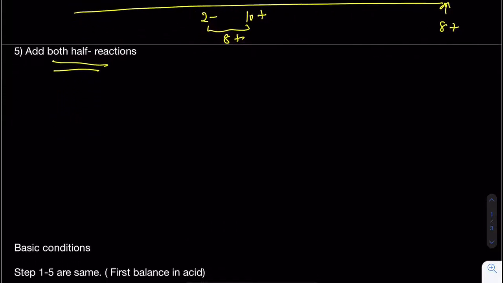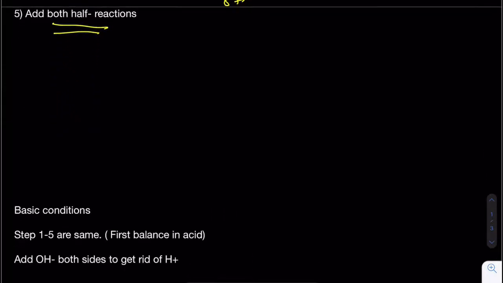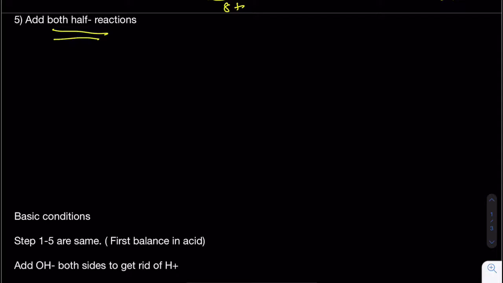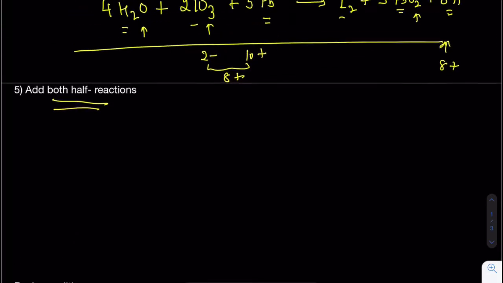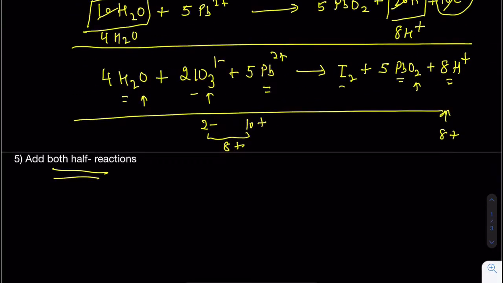Now, how would you balance this in basic conditions? So there are only a couple of things you have to do to balance this in basic conditions. So first of all, go ahead and balance your equation in the acidic conditions, and then you have to add the appropriate number of OH minuses, or the hydroxides, on both sides to get rid of the H plus. Okay, so this is the equation that I have balanced in the acidic condition.